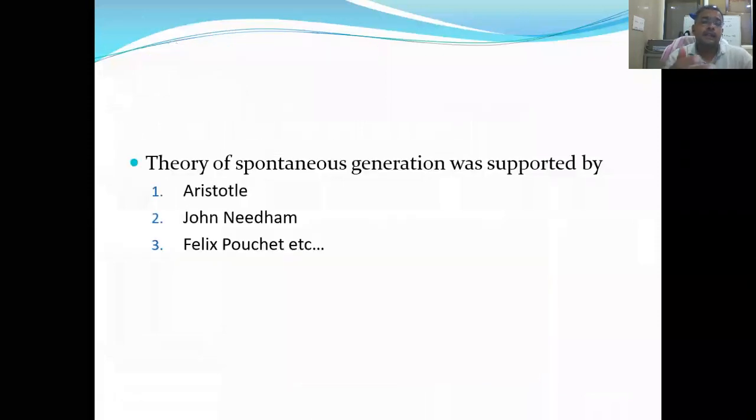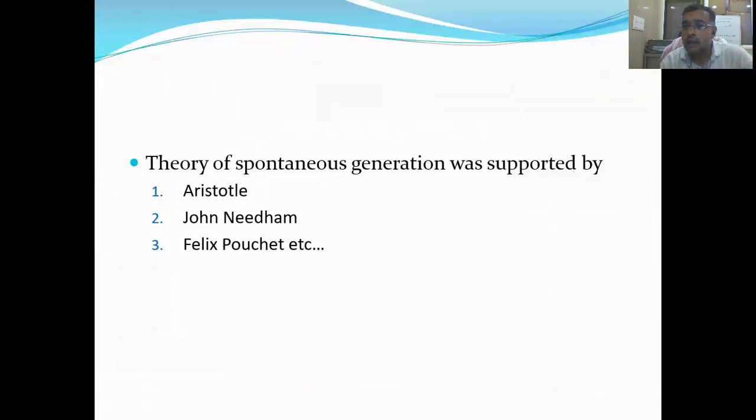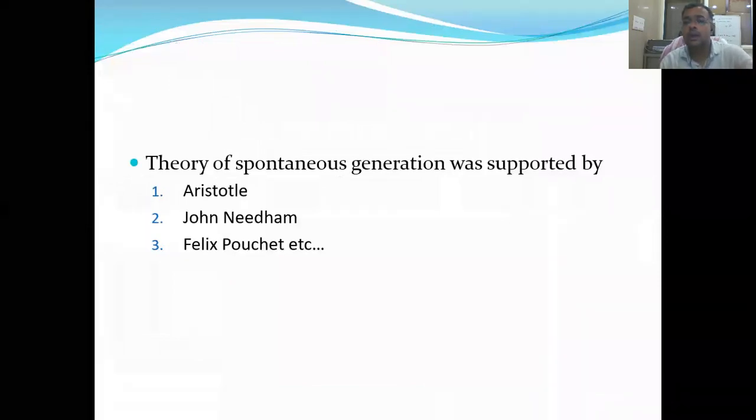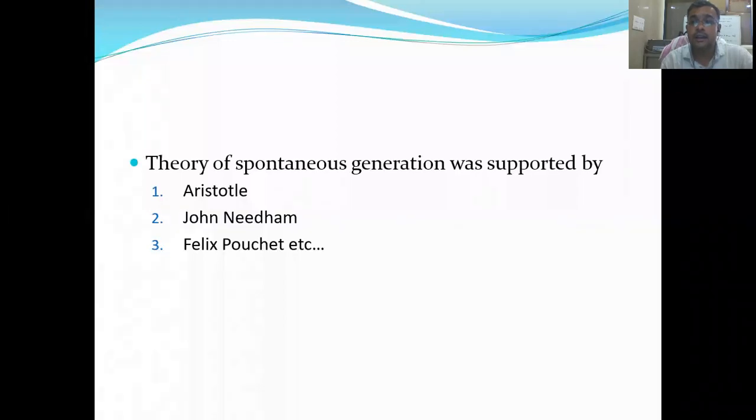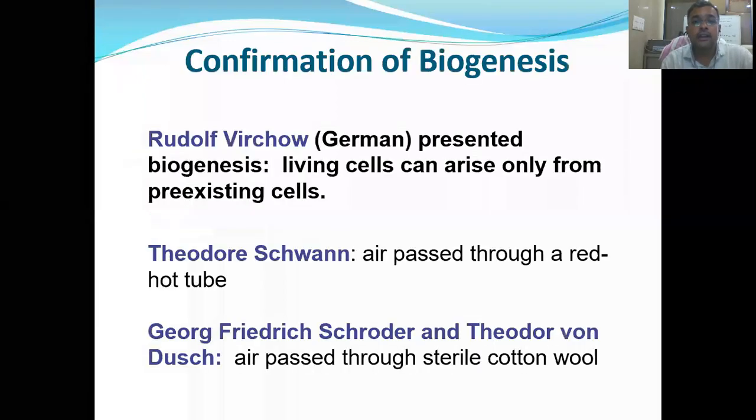Next, there were different scientists like Aristotle and John Needham, and others like Felix Pouchet and some more, who supported spontaneous generation. But later on, with the advancement of science, spontaneous generation did not hold true. Many scientists, like Lazzaro Spallanzani, further challenged it, and they tried to prove the biogenesis theory.